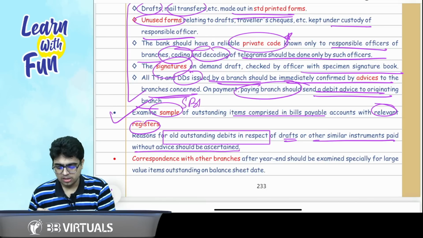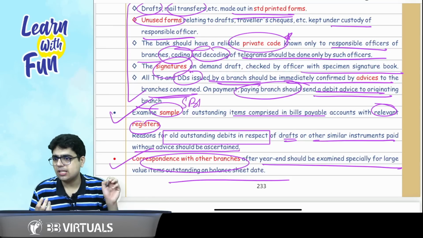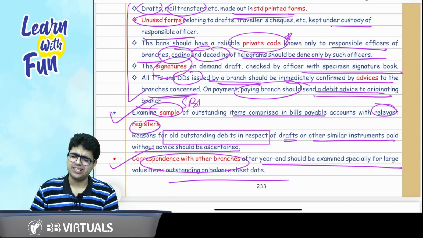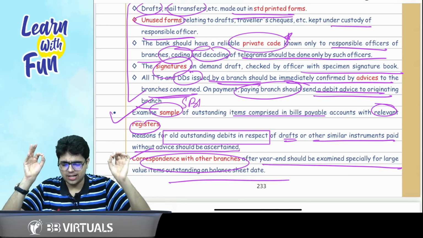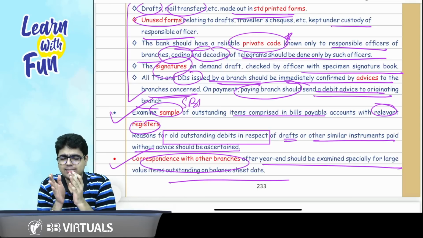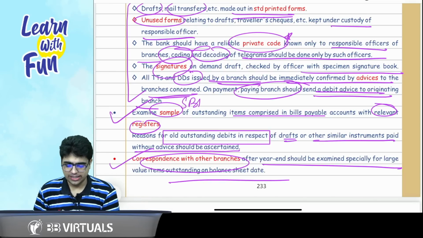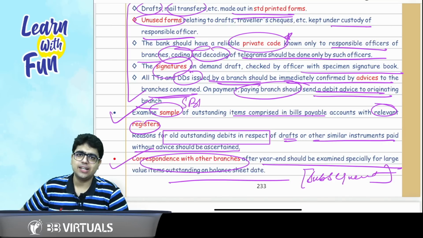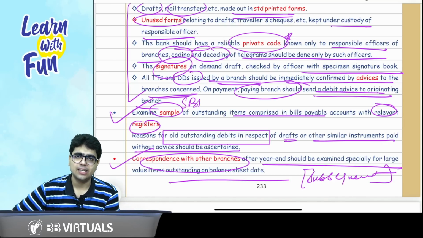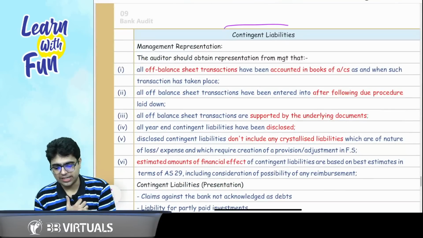And the third part is correspondence with other branches after the year end should be checked for examining the outstanding balance on the balance sheet date. So 3 points are internal control, which is all about the forms, signature and code. Second point is checking the sample balances with the register, and the third point is examining the subsequent events. You can also call this subsequent events. You are checking the events after the balance sheet date, on how the correspondence is taking place between the branch and the other bank. Now sir, comes the concept of contingent liabilities.